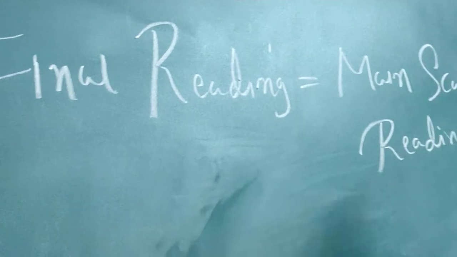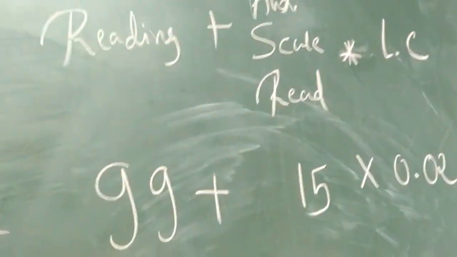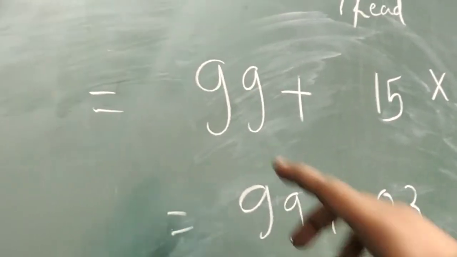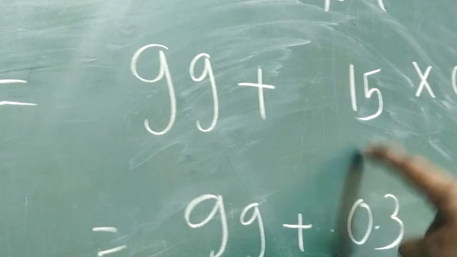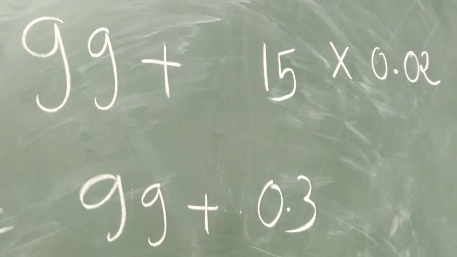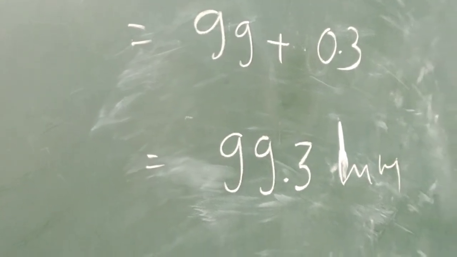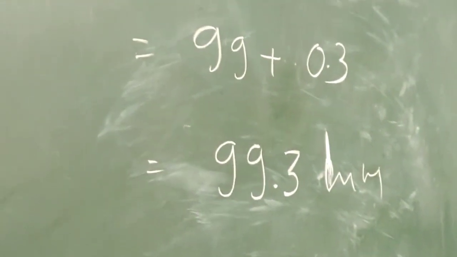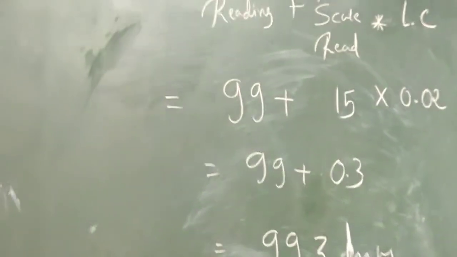So the equation for measurement of vernier height gauge is: final reading is equal to main scale reading plus auxiliary scale reading multiplied by least count. So final reading is main scale reading 99 plus auxiliary scale reading 15 multiplied by least count 0.02 mm. So finally with calculation the final reading is 99.3 mm. By this way we can measure linear dimension by using this vernier height gauge.